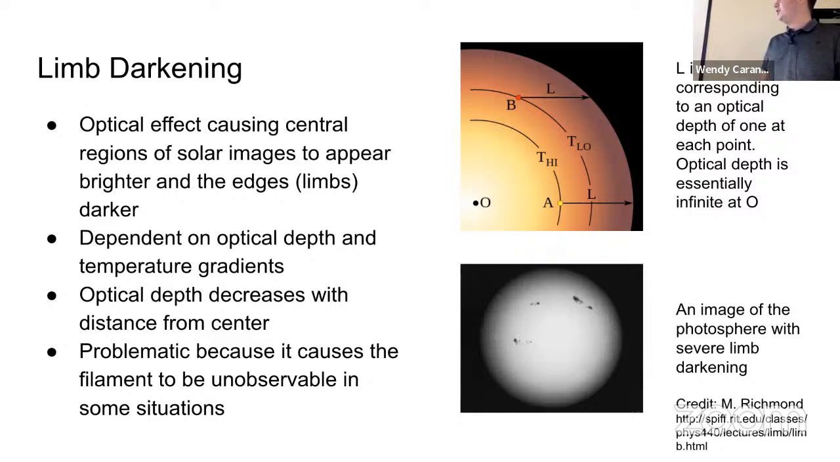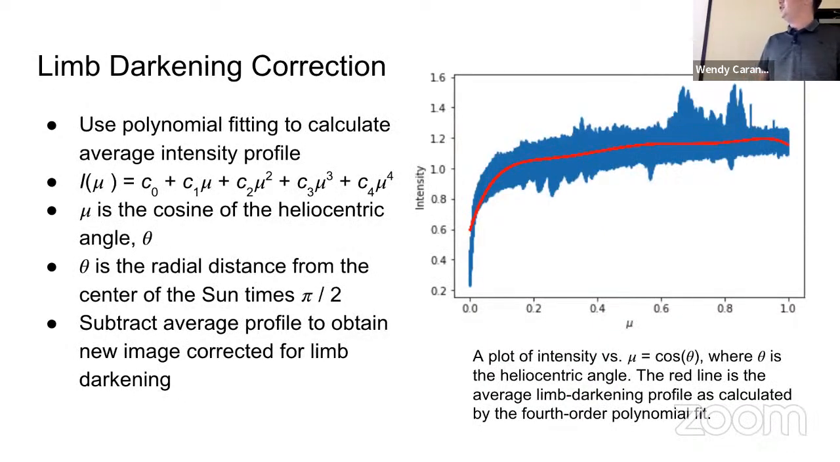This is problematic because you don't want to have these intensity variations when you are making an animation of the region. So to account for limb darkening, we want to make an average profile for the intensity. And we do this using polynomial fitting. This equation here is the intensity as a function of this parameter mu. All mu is, it's the cosine of the heliocentric angle, which is the radial distance from the center of the sun times pi over 2.